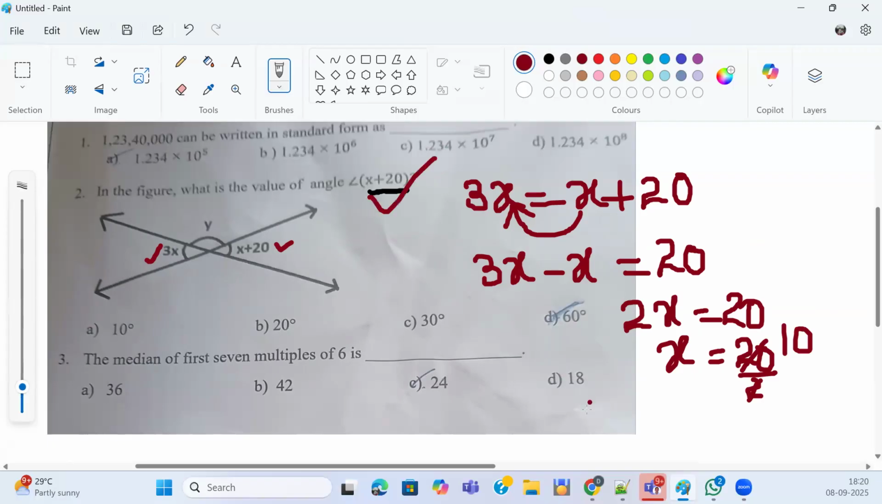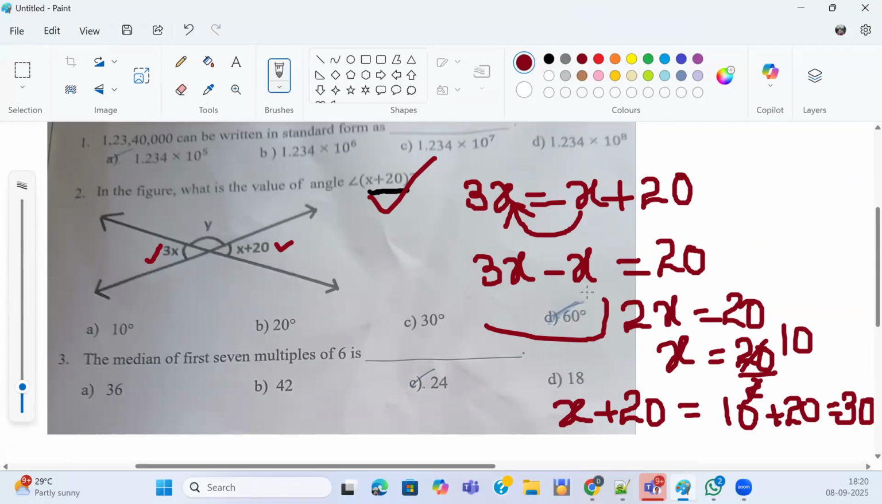Now what are they asking? X plus 20, right? What x value did you get? 10 plus 20, that equals how much? 30. What did you write, madam? 60. How did you get 60? Can you tell me? I just saw the first one.